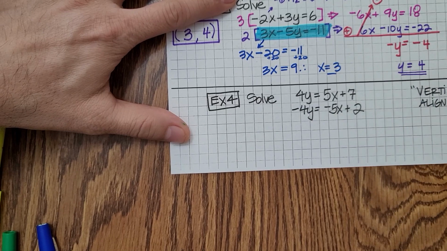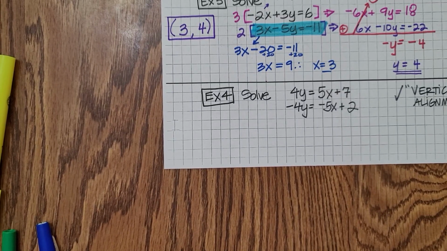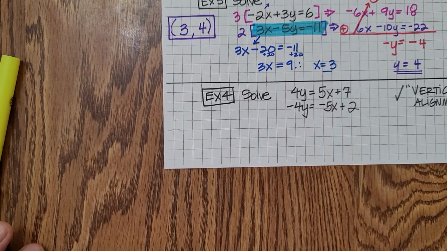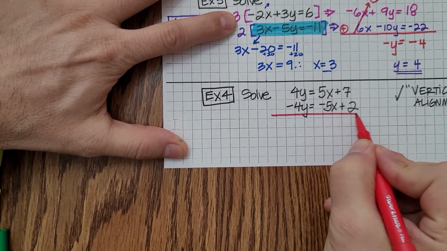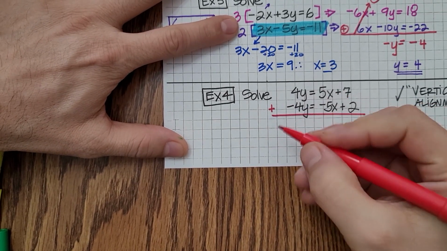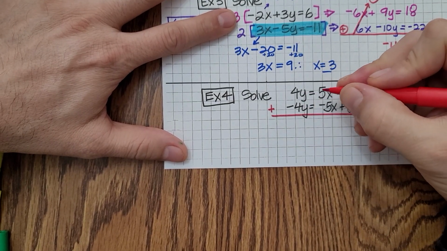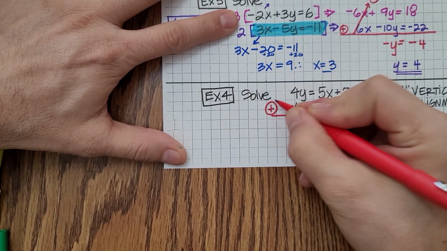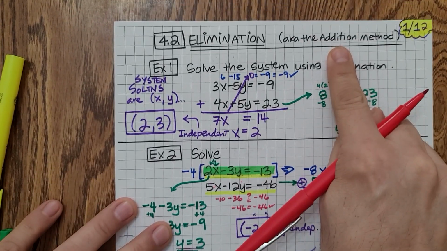Do I have vertical alignment here? Yes, I do. So I don't need to rewrite this or move anything. I do not need to manipulate these equations yet, and hopefully I wouldn't have to manipulate them at all to move forward. Once you have vertical alignment, draw a line, add up. I'm ready to add these up because at least one of my variables will be canceled out, since I have exact opposites. Every single time we're adding these two equations. That's where the book gets the word, the addition method.